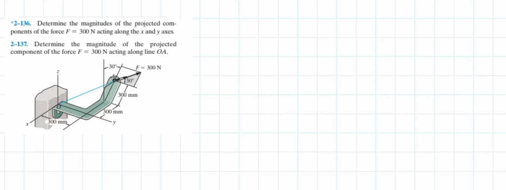So, question number 2-136 says: determine the magnitudes of the projected components of the force F, which is equal to 300 Newton, acting along the x and y axes. For finding the projected components of force F acting along the x and y axes, firstly we have to convert the 300 Newton force into the Cartesian form or the vectorial form.